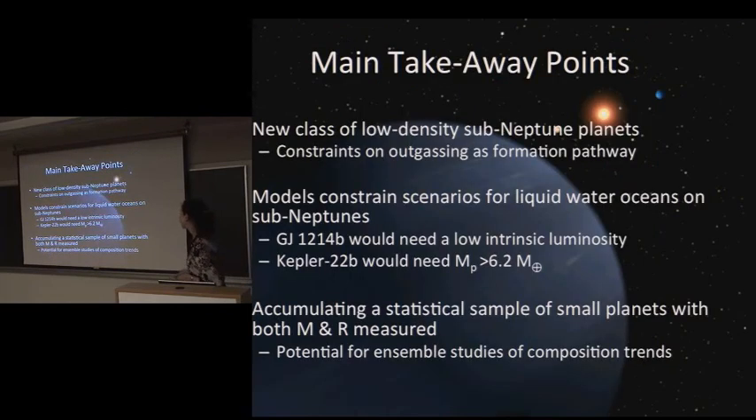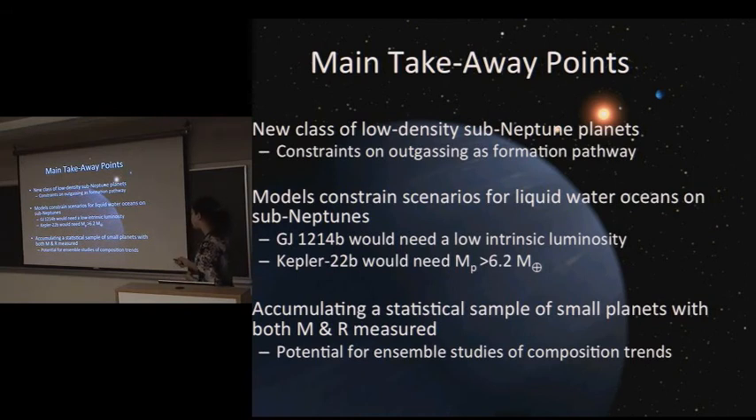Okay, and so I just want to summarize the main points I hope you take away from my talk, and that is that there's this new exciting class of sub-Neptune planets, and that there are many possibilities for how these planets could have formed, but I illustrated an example of how planet interior structure models have largely ruled out outgassing, at least for the lowest density planets.